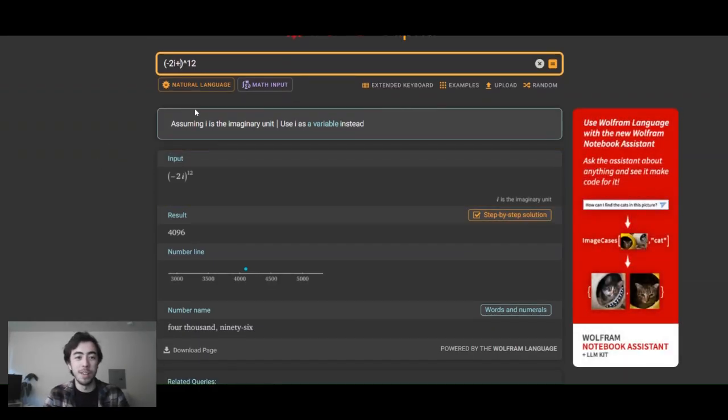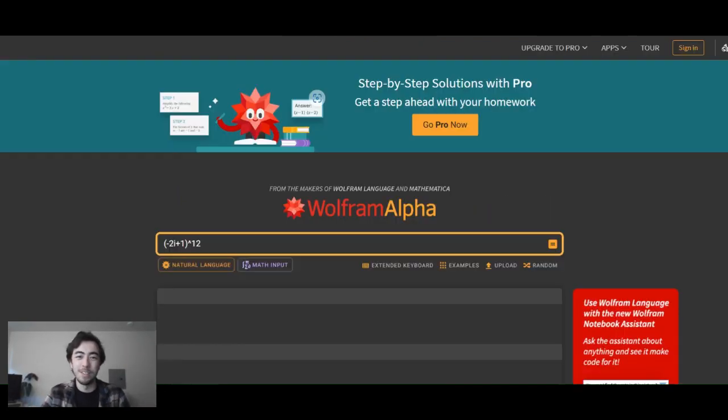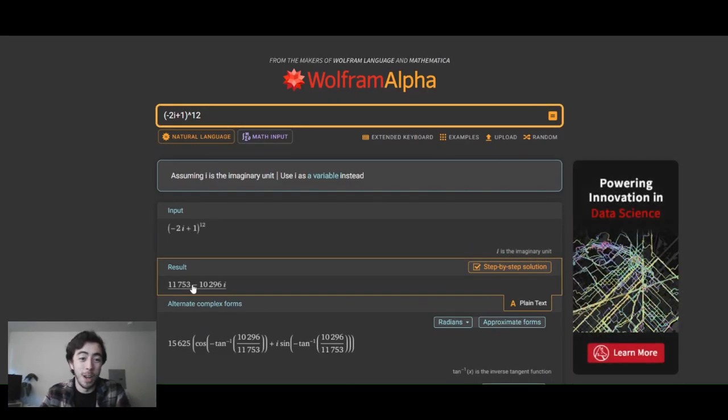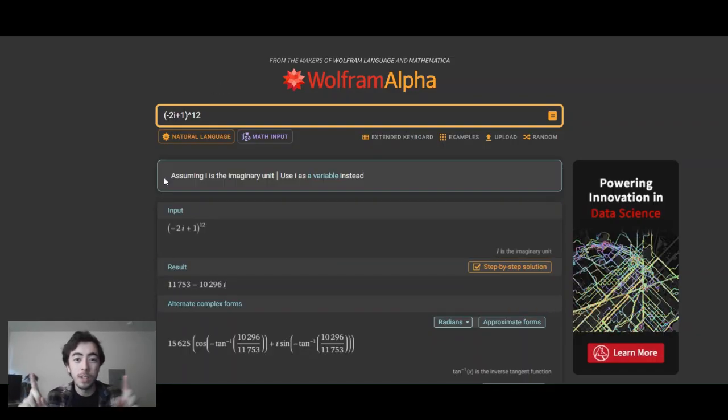Just to show you that not all numbers raised to the power of 12 hit 4096. Here, you can take a random complex number, raise it to the power of 12, and you get something completely different. So all the little x's that I put do line up with actual roots for that polynomial. So let's hop on back to the whiteboard.